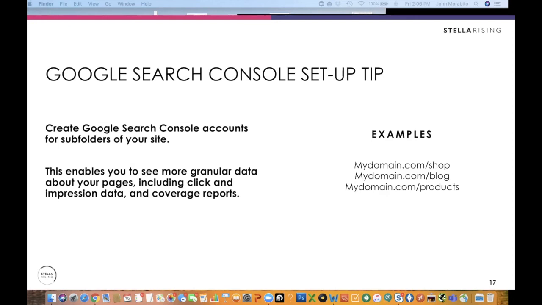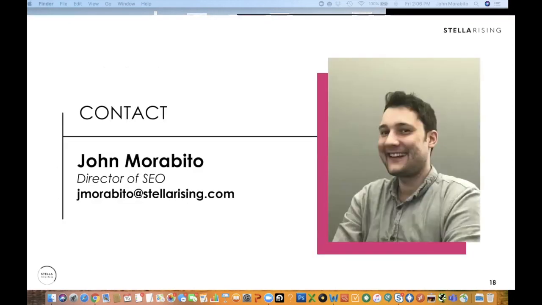So let's say you've got 1,000 products in your shop. That is something where you can get that full list of URLs through the shop. So that's my Search Console tip there.